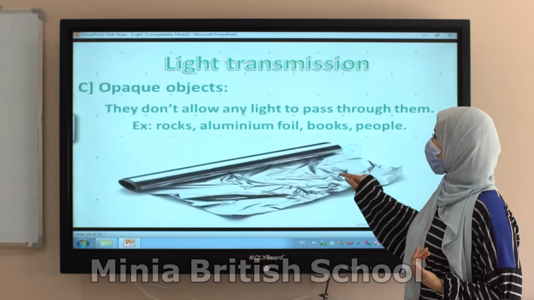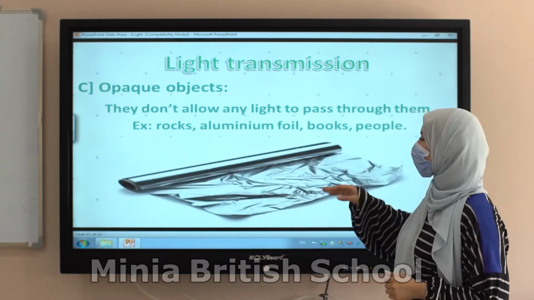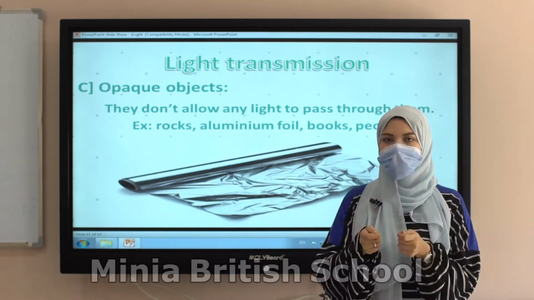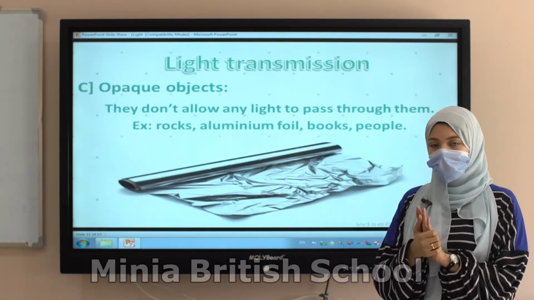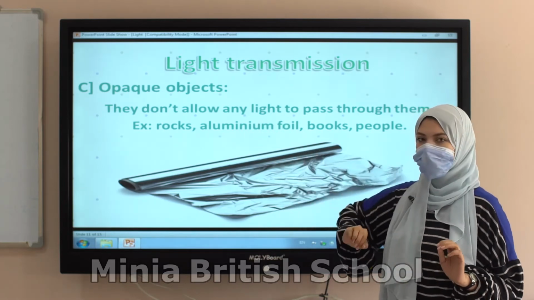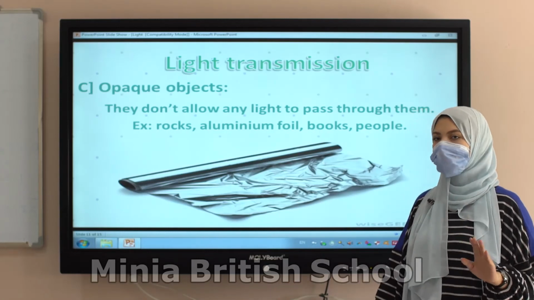What about an opaque object? It doesn't allow any light to pass through it, like aluminium or a box. If you put a box in front of your eyes, you can't see through it, because it's considered an opaque object. It doesn't allow the light to pass through it.